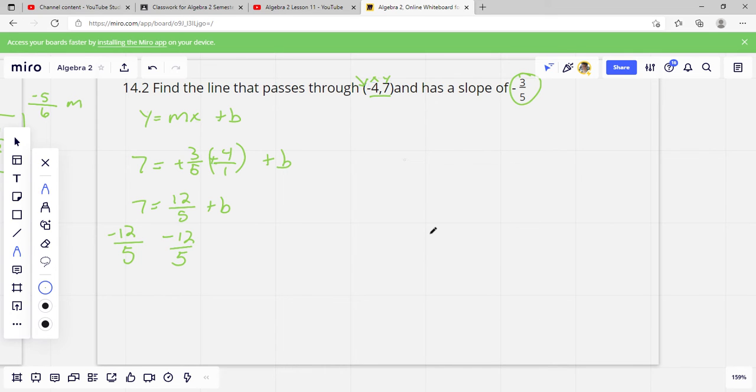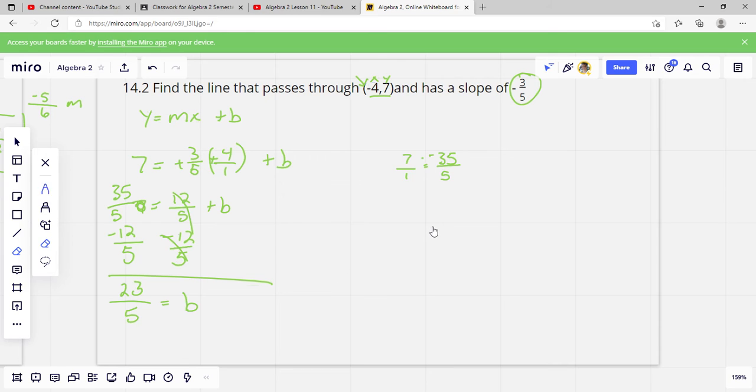Let's turn this into fifths. So if I had 7 over 1, that would equal how many fifths? 35 over 5. So 35 minus 12 is going to be 5 minus 2 is 3. 3 minus 1 is 2. 23 over 5 equals b. Right, and that would be 4 and 3/5, or 23 over 5. The book just left it as 23 over 5.